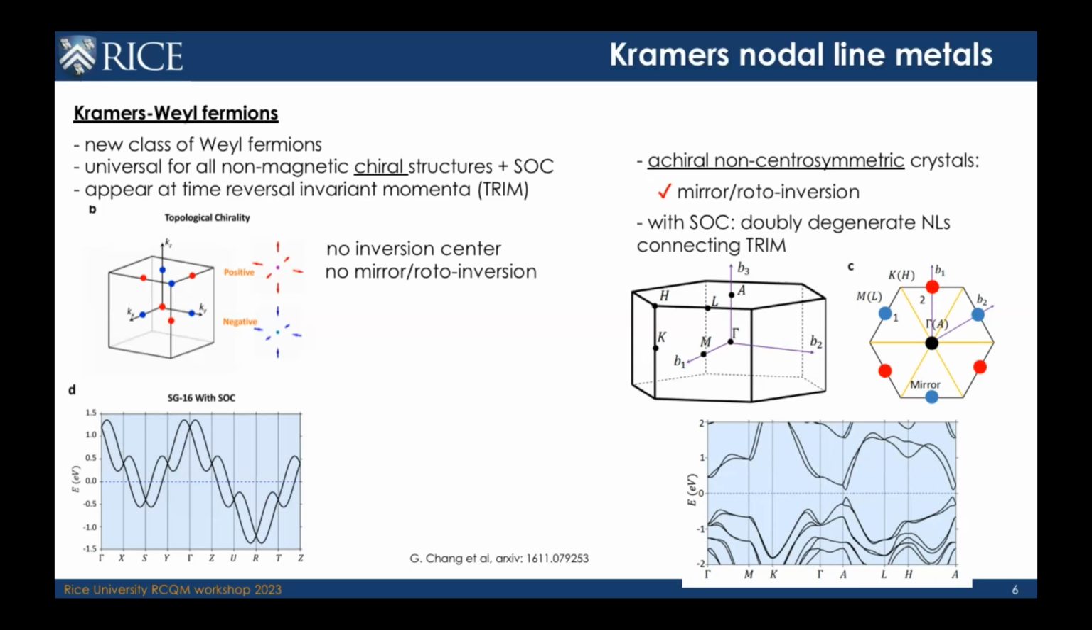This is the case in chiral structures. However, in achiral non-centrosymmetric crystal structures, where now you have a mirror symmetry, the spin orbit coupling actually produces doubly degenerate nodal lines that connect these TRIM points. And this is an illustration of such a Brillouin zone, a hexagonal Brillouin zone. Notice how at high symmetry gamma points or M points, the bands are degenerate, but away from the gamma point or M, etc., the bands are split in the presence of spin orbit coupling.